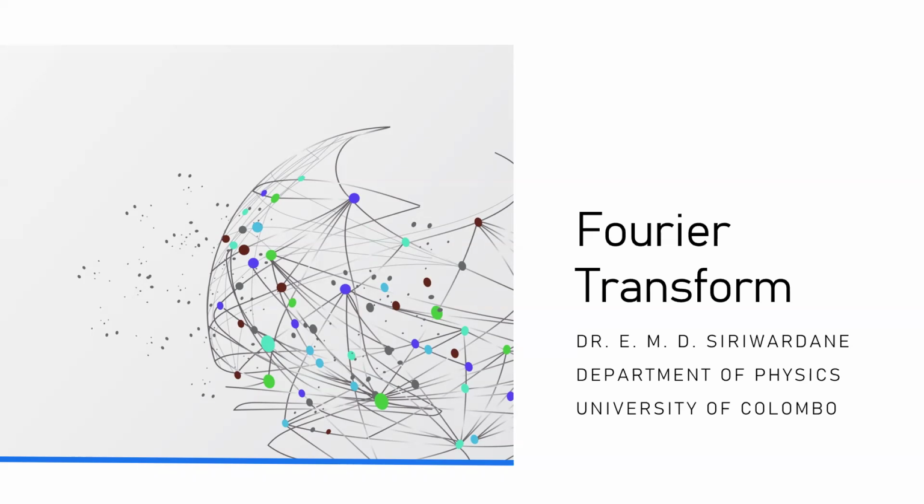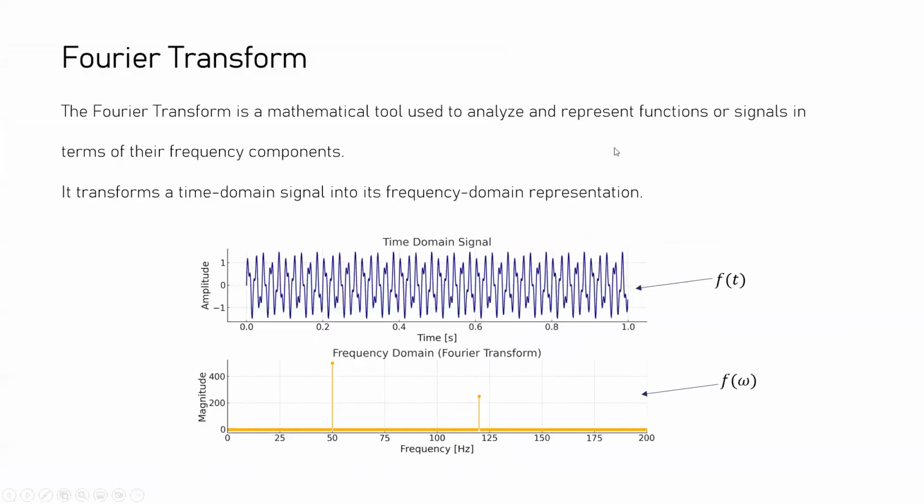Hello everyone. Today's topic is Fourier Transform. The Fourier Transform is a mathematical tool used to analyze and represent functions or signals in terms of their frequency components. It transforms a time domain signal into its frequency domain representation.